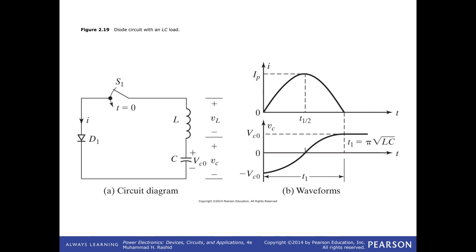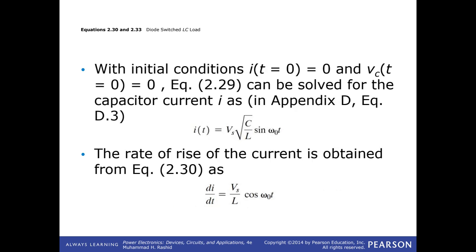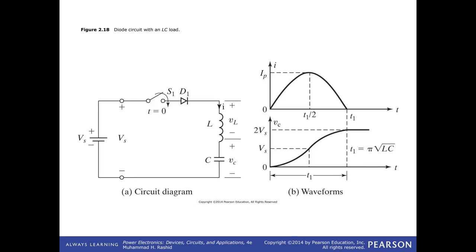This is not our equivalent. That is the one. That is the peak. And that is the capacitor voltage. So capacitor voltage at t equal t1, which is equal to pi times square root of LC, is equal to 2 times the supply voltage. So this is a typical resonant network.